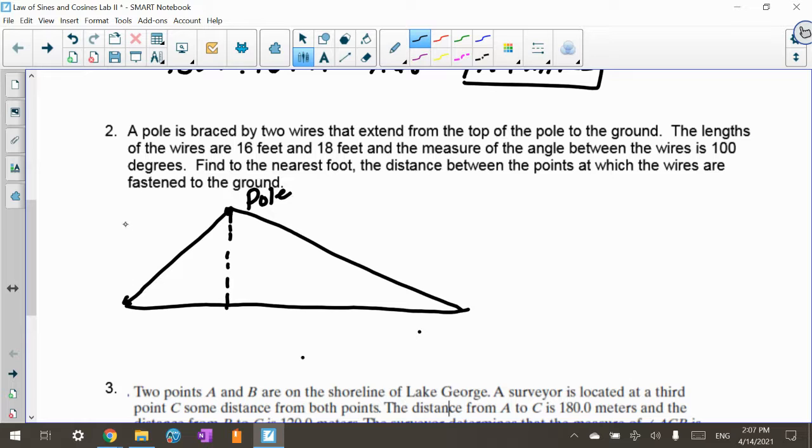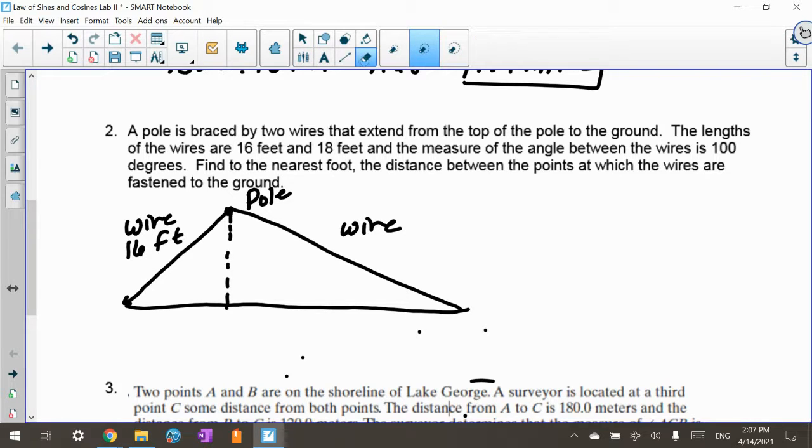And here's one wire. And here's the other wire. I kind of called this one 16 feet. I'll put this one here. It looks a little shorter. Again, my pictures don't always match, but it's nice to look at it. And then this one here was 18 feet. And I keep touching this, so there's marks all over the place.